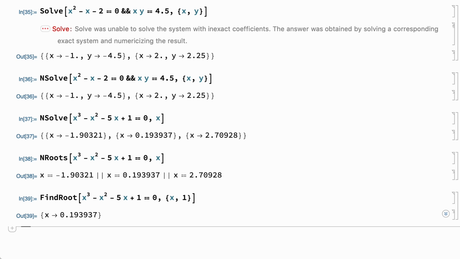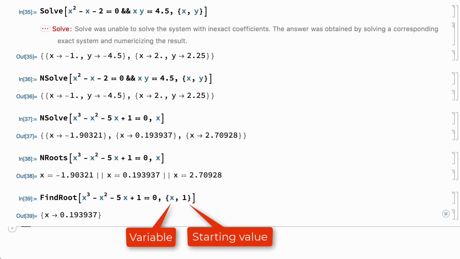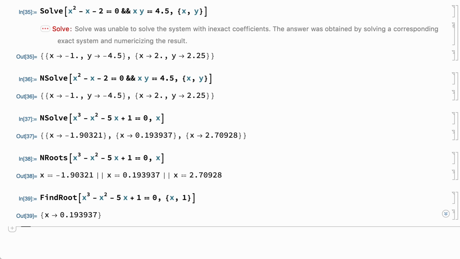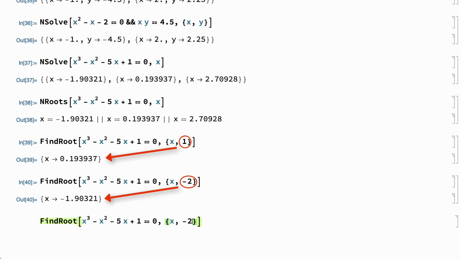Unlike Solve and NSolve and Roots and NRoots, FindRoot finds one solution at a time and uses numerical methods that typically require starting values for each variable. Variables and starting values are specified in the second argument of FindRoot. The other roots in this example can be computed by giving other starting values in the input to FindRoot.